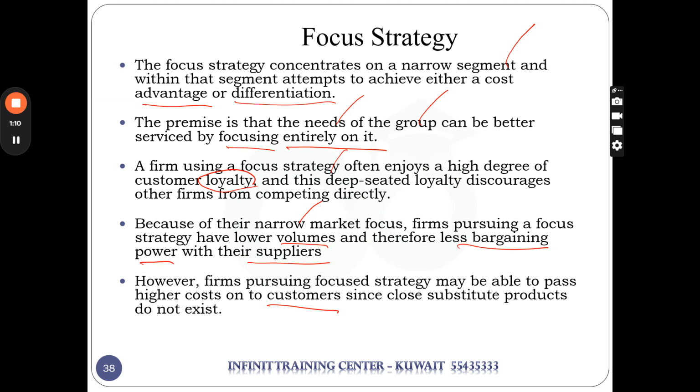So that's the end of this chapter, which is strategic planning. And in the next presentation, we will start with the basic concepts of budgets.